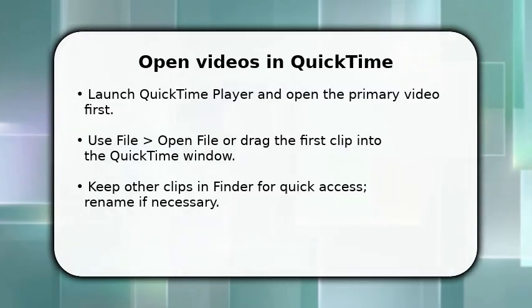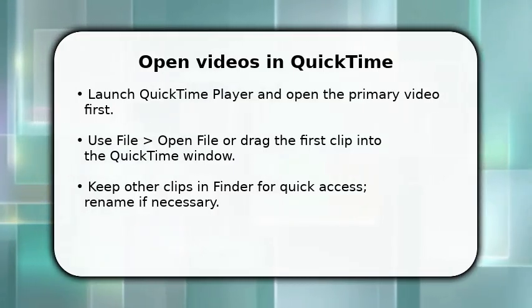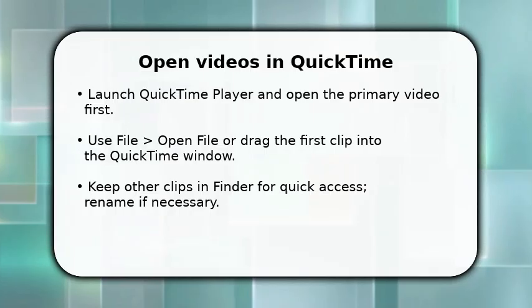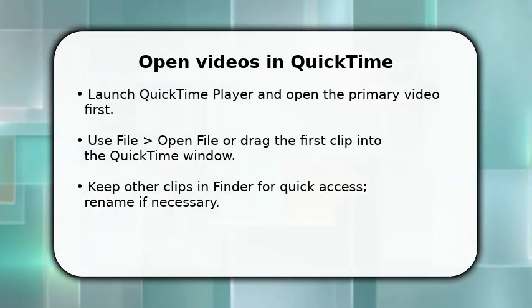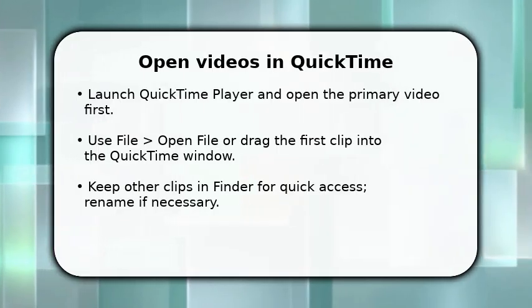You start by opening QuickTime and loading the clip you want to be first. Once done, make sure the other clips are visible in Finder so you can grab them quickly. You'll drag each subsequent file into the open QuickTime window. This creates a new movie track appended to the end.